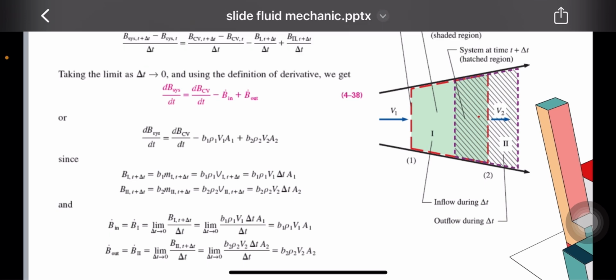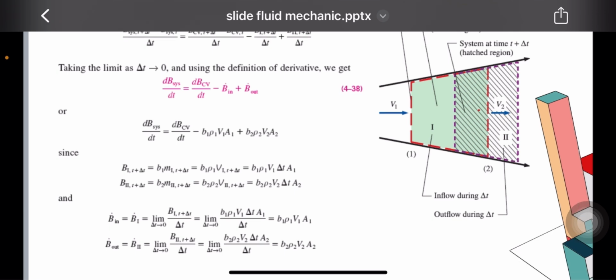We start by subtracting the system property equation and dividing by delta t, taking the limit as delta t goes to 0. We get dB_sys over dt equals dB_cv over dt minus B_in plus B_out. This equation shows that the system rate of change depends on the control volume change and the inflow and outflow rates.